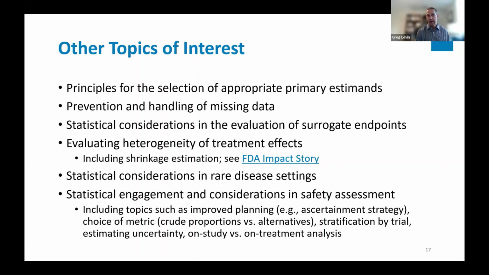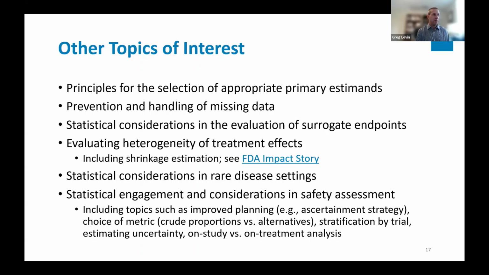The importance of stratification by trial when there are pooled or integrated analyses of data from multiple trials. Even just the basic importance of including estimates of uncertainty around comparisons for safety, including confidence intervals or other approaches to quantify uncertainty. And then, I'm not using the Esteban language here. This is really an Esteban question, but in the safety space, it's often referred to as on-study versus on-treatment analyses. So this is related to the handling of treatment discontinuation as an intercurrent event in the analysis of safety.